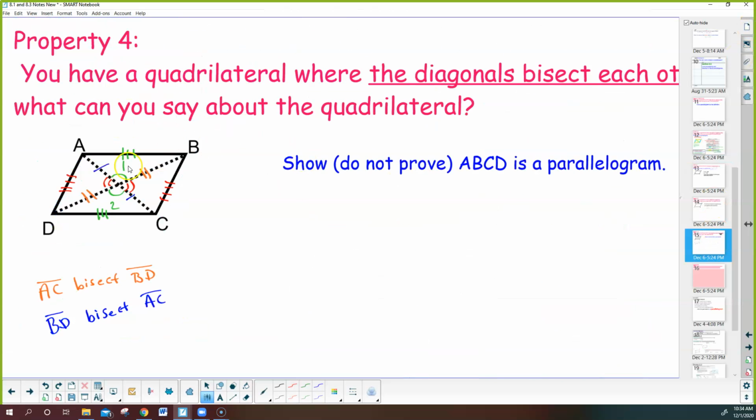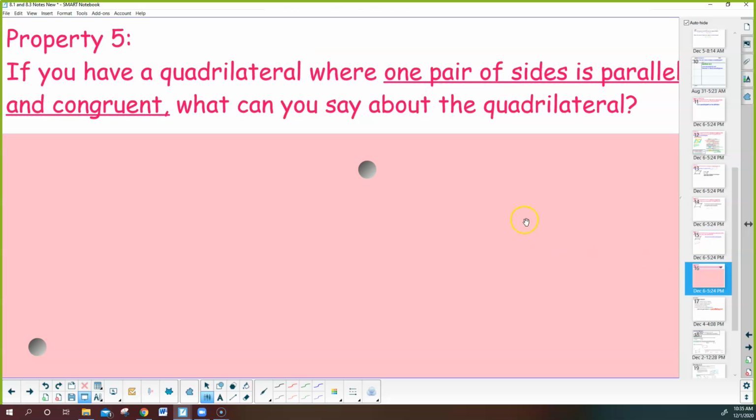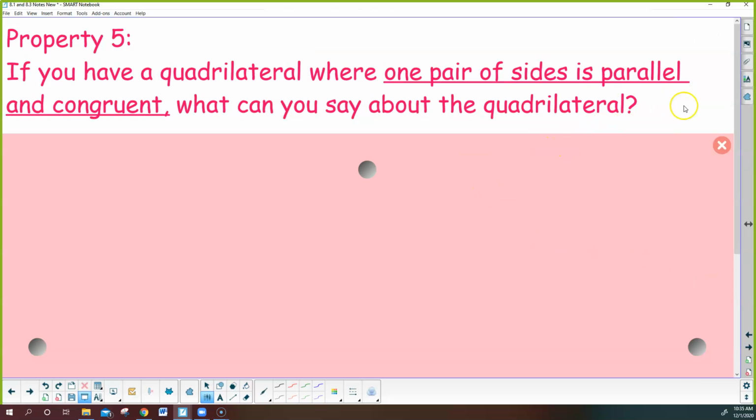So I didn't show this, but we just proved it because opposite sides are congruent. Now you could have also used CPCTC and have done some alternate interior angles and proved opposite sides were parallel. So you could have used the definition to prove they're parallel. All right, last one. I know this is a lot and you might feel overwhelmed. Don't be. I'll show you. It's actually going to be friendlier than it looks today.